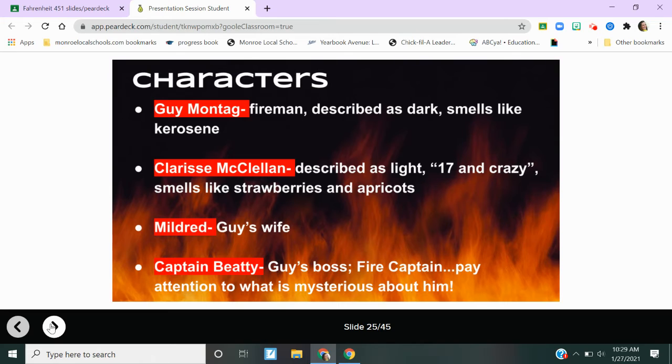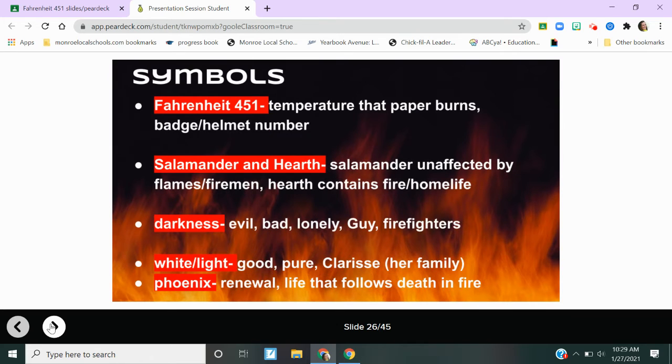So when you meet characters, pay attention to the way that they are described and you'll know where they fit into that story. Mildred is Guy's wife, and you will hate her. She's awful. We'll talk more about her later. And then Captain Beatty is his boss, and again, his name's Beatty, like Beetle, and he's sketchy. I'm not going to give you much detail about him, but notice I say pay attention to him. He's super mysterious, and he's worth paying attention to. We'll talk about him as we continue.